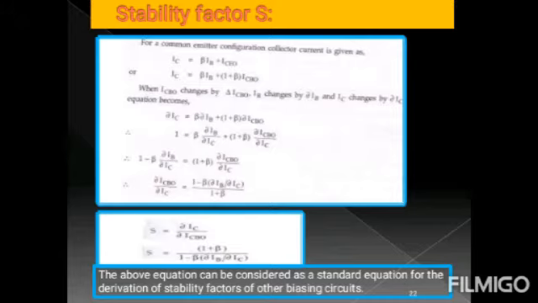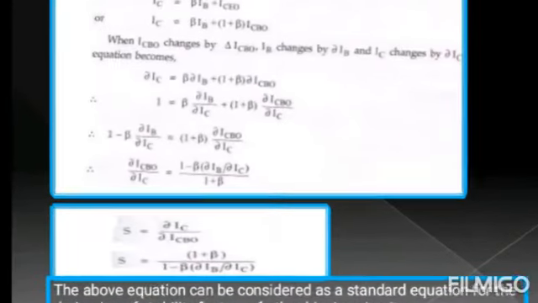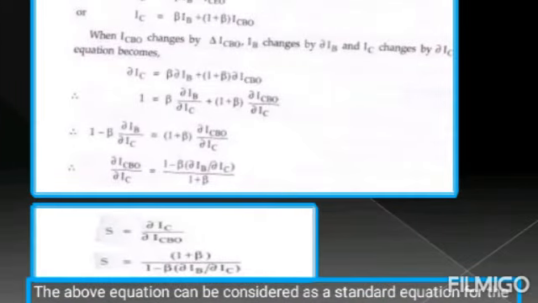For example, here we have derived a stability factor, commonly by keeping IC. We know that IC will be equal to beta times IB plus (1 plus beta) times ICBO. Since 1 plus beta is approximately equal to 1, we are keeping IC equal to beta times IB plus ICBO. When you differentiate this equation with respect to ICBO, you will get one equation that gives the stability factor S. So S equals dou IC by dou ICBO, which is equal to (1 plus beta) divided by (1 minus beta times dou IB by dou IC).